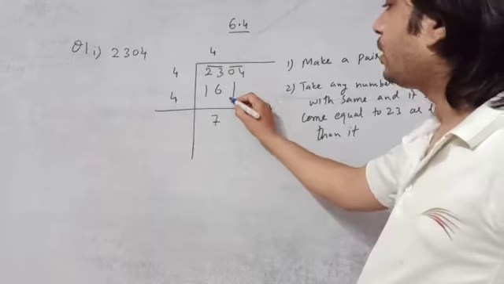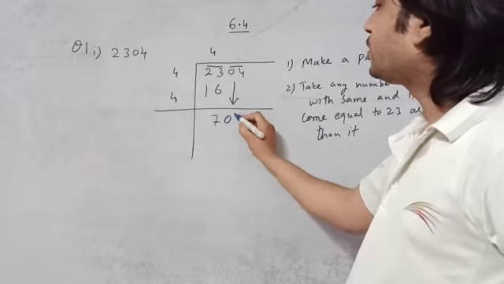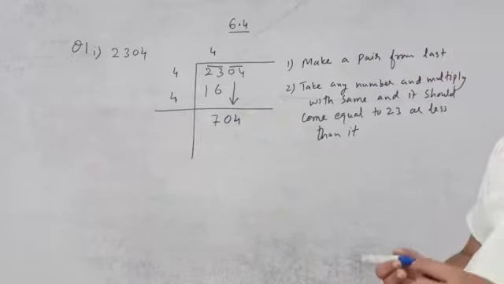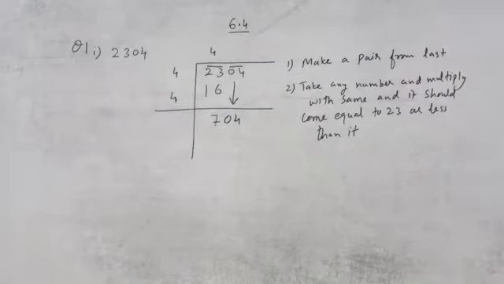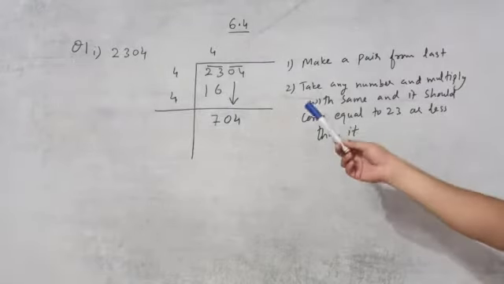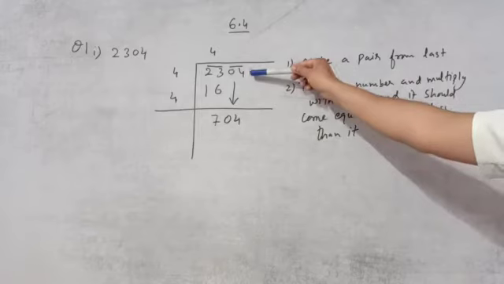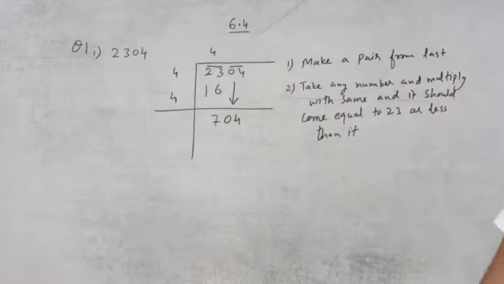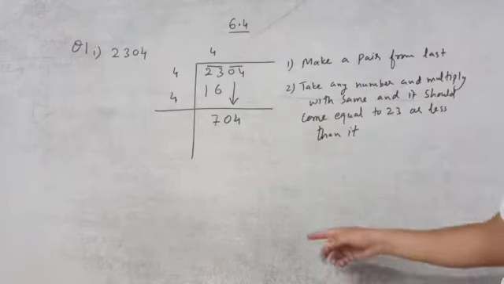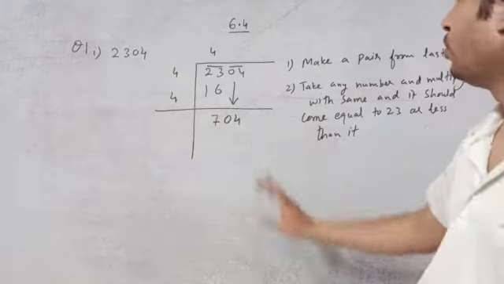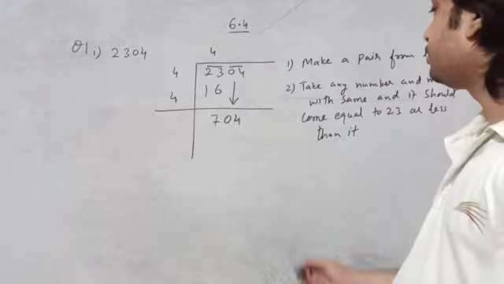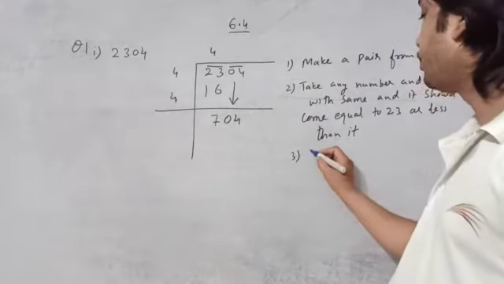Then we will write the next pair. So what is the next pair? 04. Remember, in divide we write a single digit, but in the square root we write a pair. In a pair how many numbers are there? 2 digits are there, so both digits we will write. Now here what came? 704. So in the third step, what will we do?